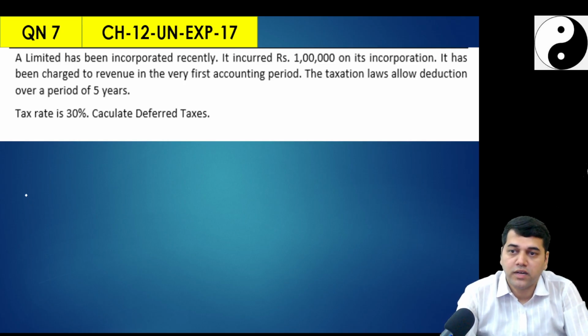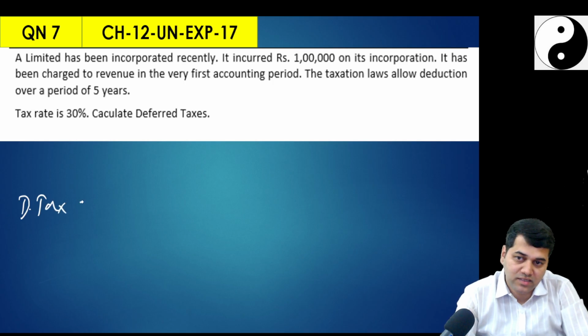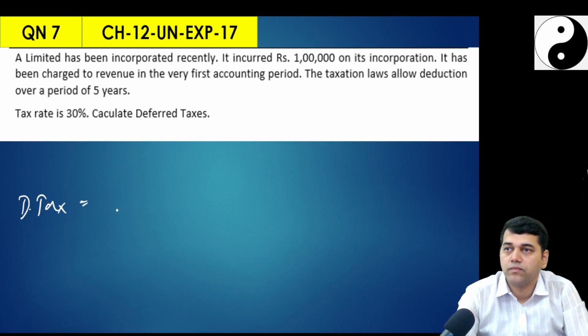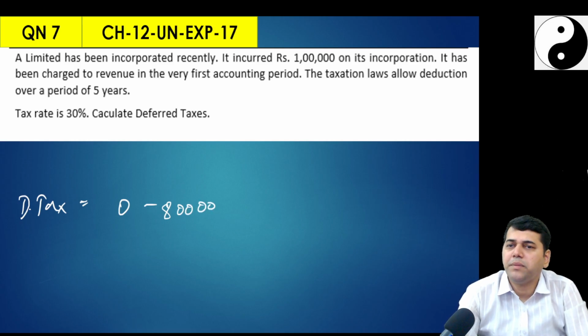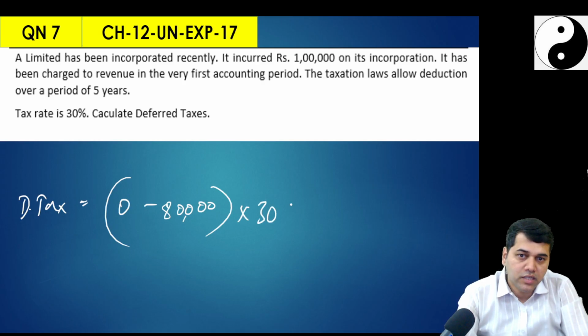Okay, for this, deferred tax is equal to what is my book value? 0. Minus, what is your tax base? 80,000. See, it's like preliminary expenses. We discussed one example now. Book value is 0 because you claimed it as an expense. Into 80,000, because income tax says I will give you deduction in 5 years. Into 30% is equal to 24,000.